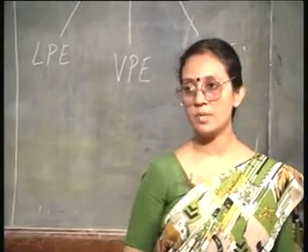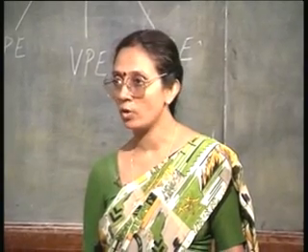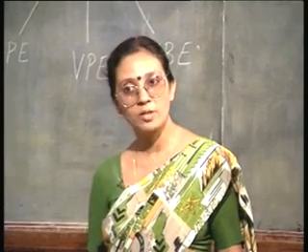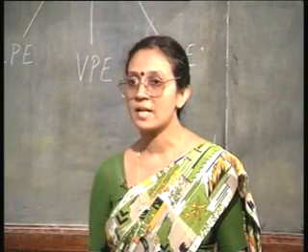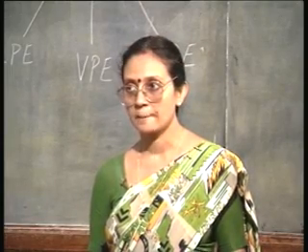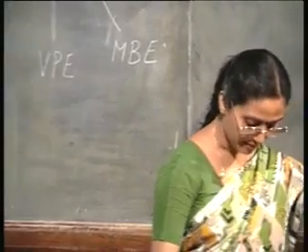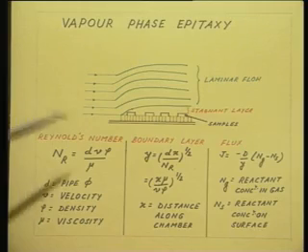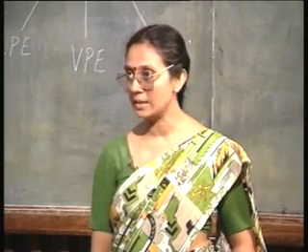What does all this mean? That means right next to the sample the velocity of gas is very small. In other words, the reactants are not moving very fast. In other words, I have a stagnant layer, a stagnant layer of reactants. This stagnant layer is also called the boundary layer as it is shown in the chart. Okay. So, in any vapor phase epitaxy for that matter, the width of this stagnant layer or the boundary layer is a very important criterion.